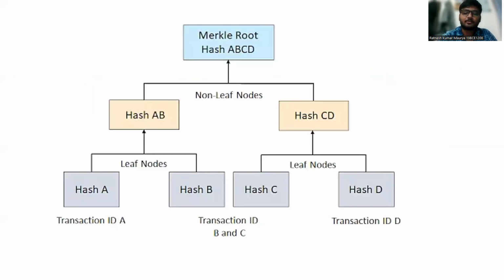Let's see an example of how they work. First, we have four hashes: hash A, hash B, hash C, and hash D. Each has a transaction ID: A, B, C, and D. The hashes are paired together, resulting in hash AB and hash CD. After that, the Merkle root is formed by combining the two hashes, hash AB and hash CD, to form the hash of A, B, C, D. In reality, a Merkle tree is much more complicated, with a transaction ID 64 characters long. Still, this is an example.